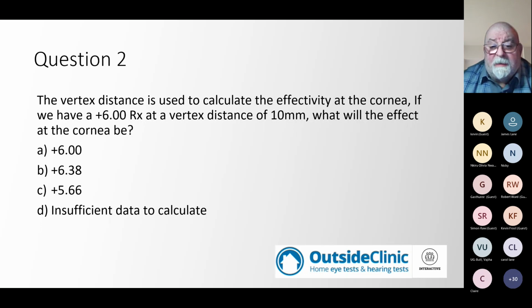D, insufficient data to calculate, because I couldn't think of a fourth option that looked reasonable.